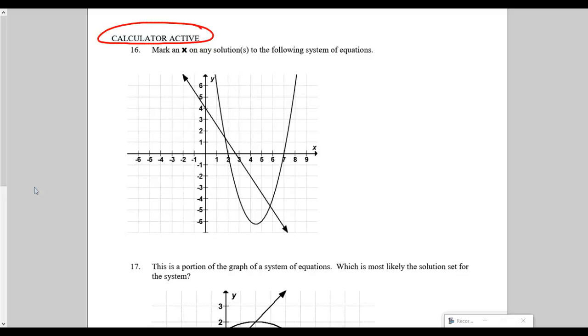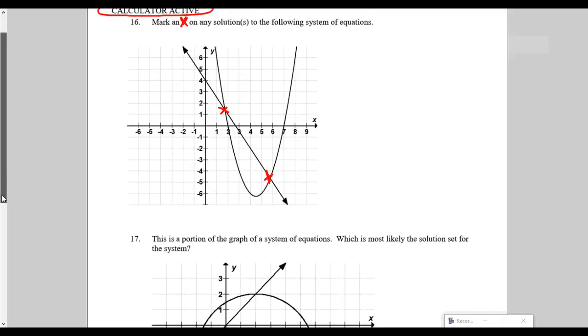All right, now we've switched to the calculator active part. I'm not really going to use a calculator pretty much for the rest of this, but you could use a calculator if you wanted to check your answers. This says mark an X on any of the solutions to the following system of equations. The solutions are the two places where they cross, so I'm just going to mark an X on those two spots. If it says X, I put an X, not a circle or a dot. I do exactly what it says. All right, so that's it.